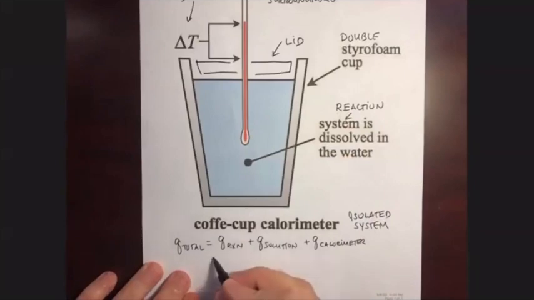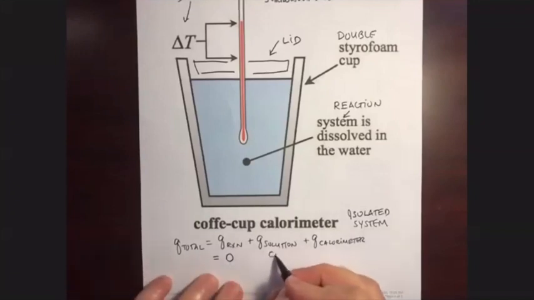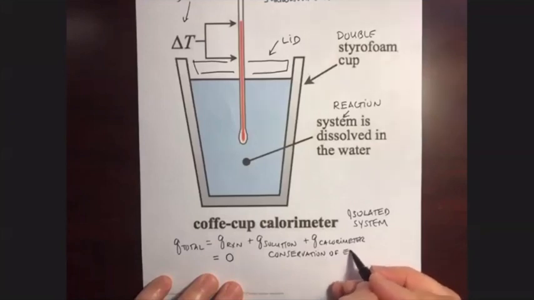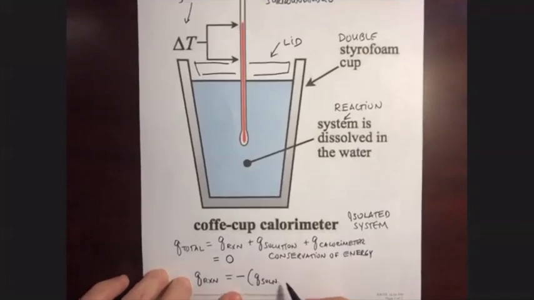Now, according to the law of conservation of energy, there should be no net change of energy inside here. This is because of conservation of energy, right? So that means that all of those energy exchanges add up to a net heat exchange of 0. So let's rearrange this expression so we can determine the actual heat of our reaction. Well, it would be minus the sum of the heat of the solution plus the heat of the calorimeter.